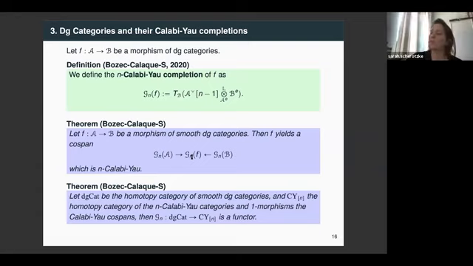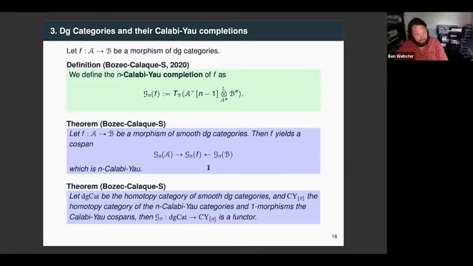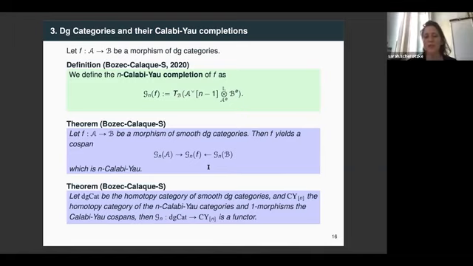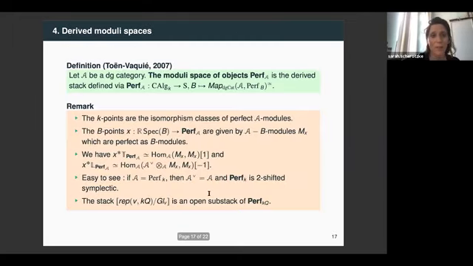Okay, so let me move on to the last chapter of my talk. Now we have had these two parallel subjects. We have talked about n-shifted symplectic derived stacks, and we have talked about n-Calabi-Yau completions of DG categories. And of course, one can wonder how they are related. To obtain the connection, one uses a construction of Toën and Vaquié. This is the definition of Toën and Vaquié.